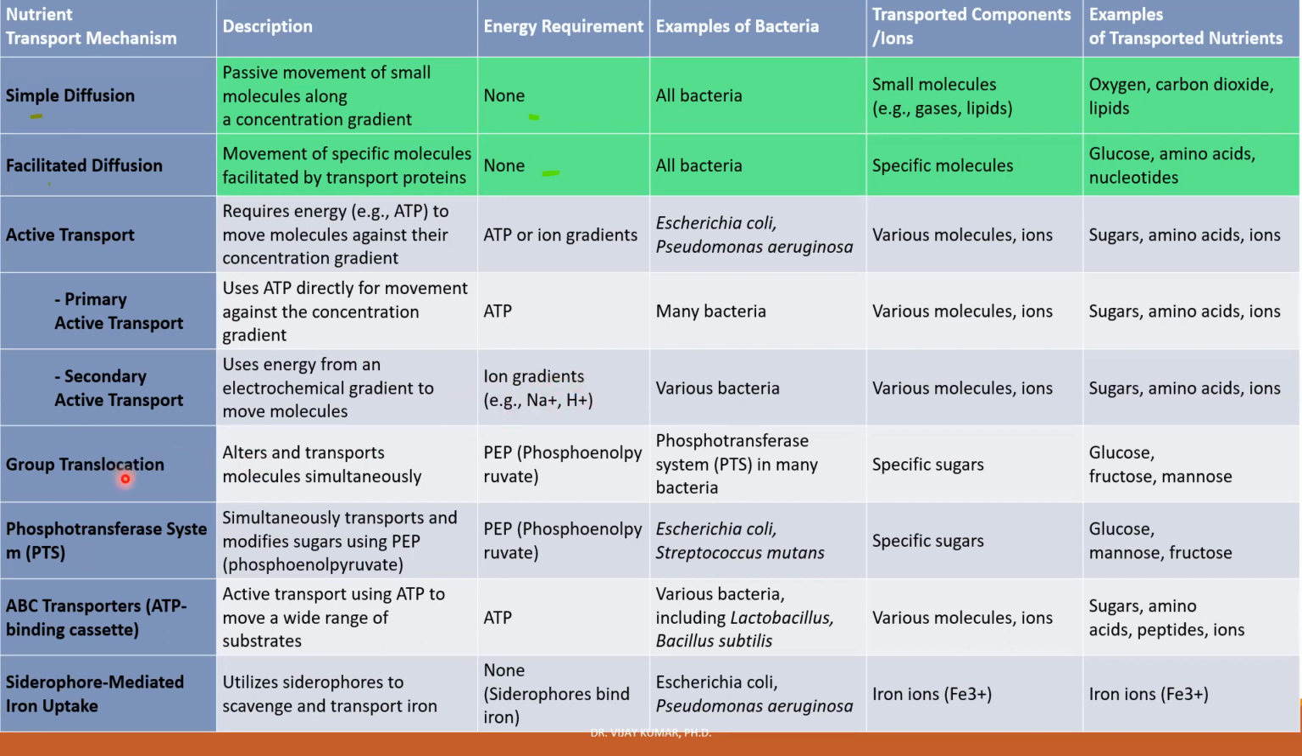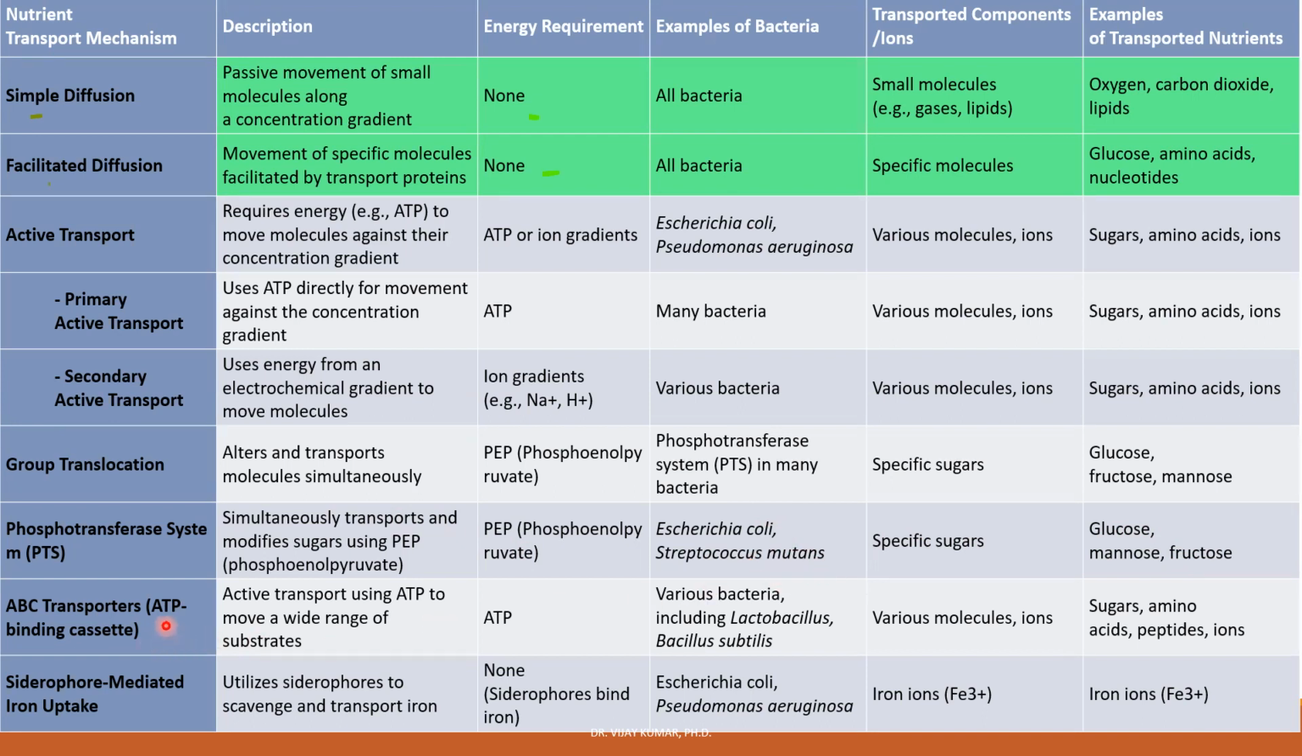Okay, group translocation we have already discussed. Phosphoenol pyruvate system is there. Energy is required in the form of PEP, and it alters and transports molecules simultaneously. We have another system, PTS, the phosphotransferase system. Here again PEP is required, and you see here it simultaneously transports and modifies sugar using PEP. It is used for the transport of glucose, mannose, or fructose by microorganisms like E. coli and Streptococcus mutans.